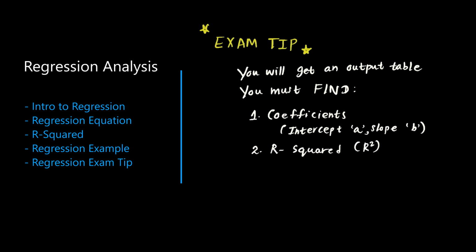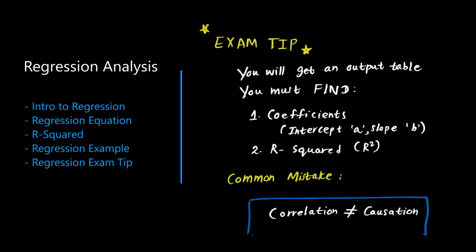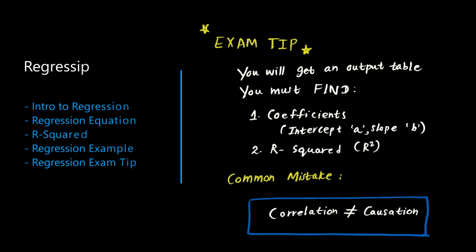A very common error is to mix up correlation and causation. Regression shows a strong statistical relationship that allows for prediction. It does not by itself prove that X causes Y. There could be other hidden factors at play, but for making practical business forecasts, it is an indispensable tool.